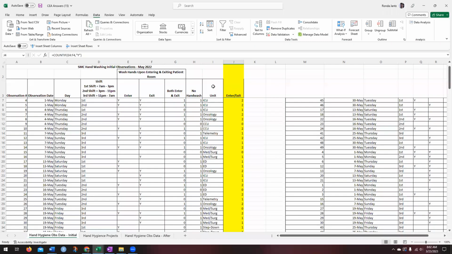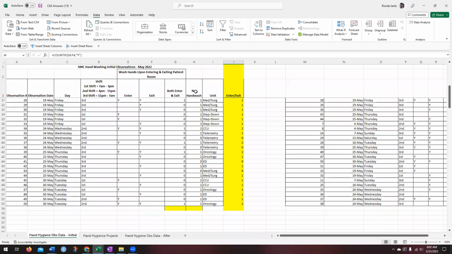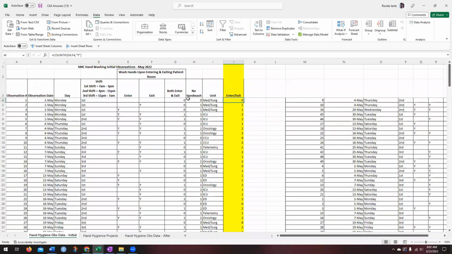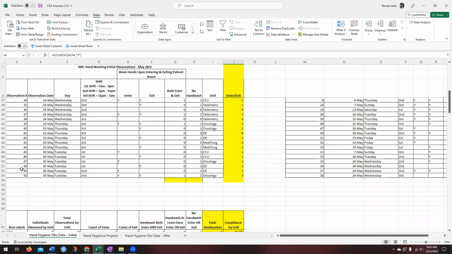So for column H, this is our hand washing, yes or no. It says no hand wash. This data right here is called binary data. This is used a lot in statistics, specifically logistic regression. And a 0 means they did not wash their hands, and a 1 means they washed their hands. It didn't mean that they washed their hands when they entered and exited, just that they washed their hands 1 time. You'll notice on this column A over here, we have 50 different observations.